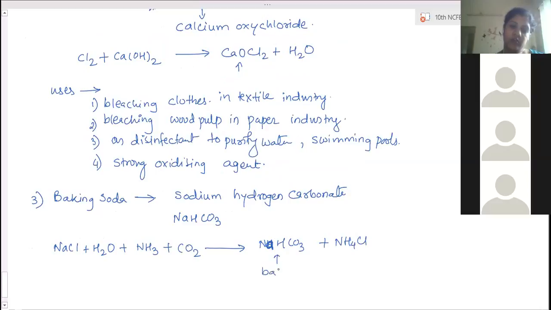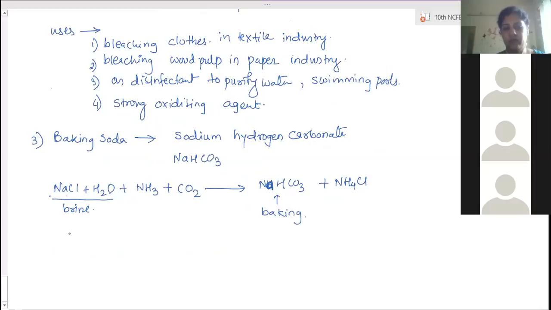This is baking soda. So this is a brine, NaCl plus H2O plus ammonia. It is also called ammoniacal brine, that means ammonia plus brine. It can be considered as the earlier method they used. Ammoniacal brine means NH3 and concentrated solution of sodium chloride.